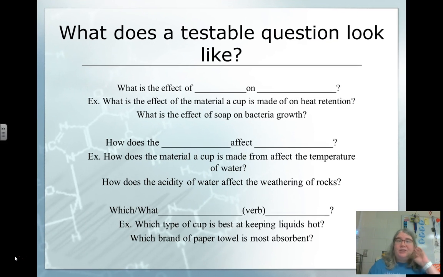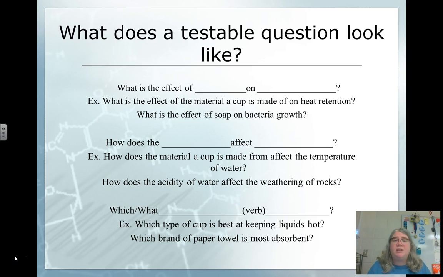So what is it that a testable question looks like exactly? How do I write one of these? There are three basic frames here that we can use to make a science fair question. We're always trying in science fair to figure out cause and effect relationships. We're trying to figure out the effect that one thing has on another thing. And so we want to make sure that our question is showing that. So all of these focus on cause and effect.